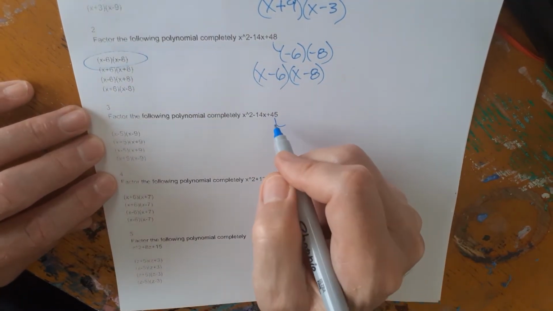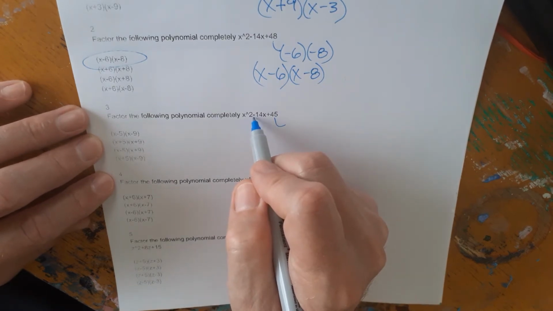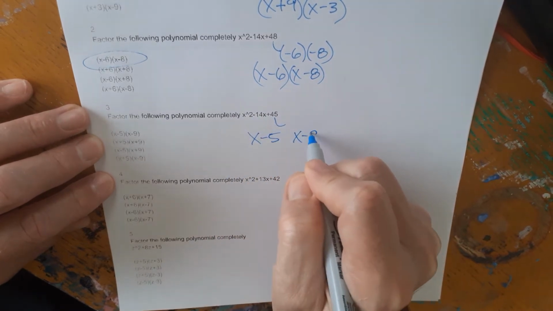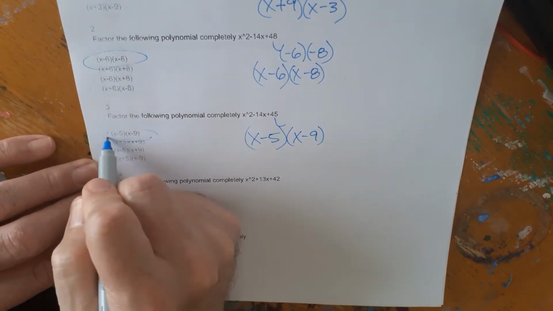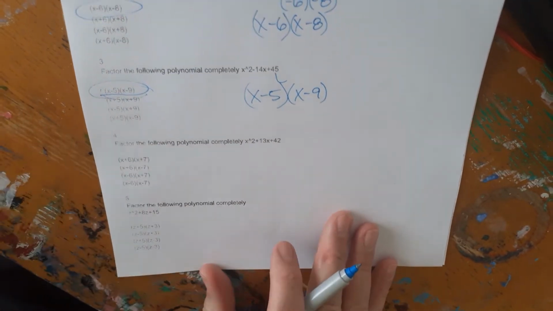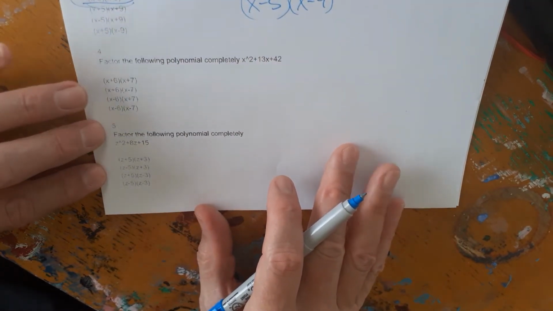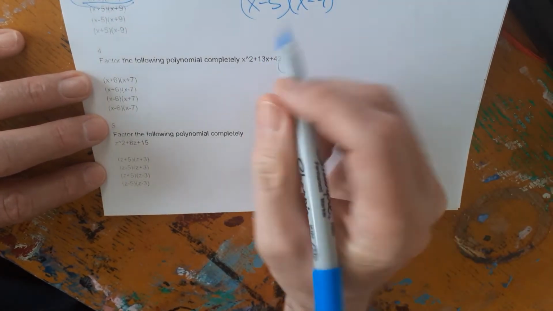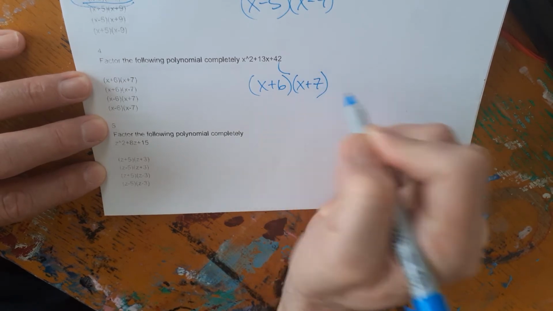What two numbers when multiplied equal 45? How about 5 and 9? If it's +5 and +9, it would be a +14 when added, but how about -5 and -9? So x minus 5, x minus 9. And I'm going quickly because we've been through a bunch of these on prior lessons, so make sure you've gone through those. What two numbers when multiplied? 6 times 7, and it's 13. X plus 6, x plus 7.